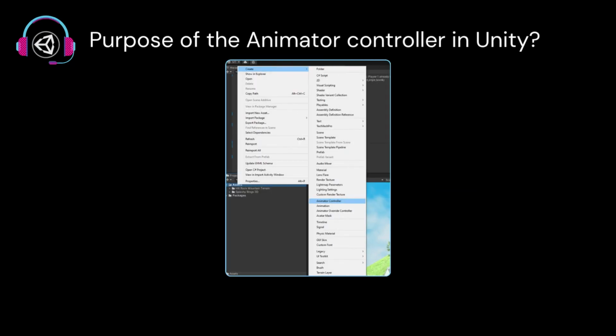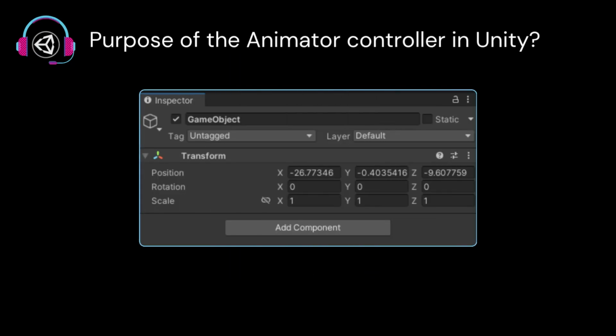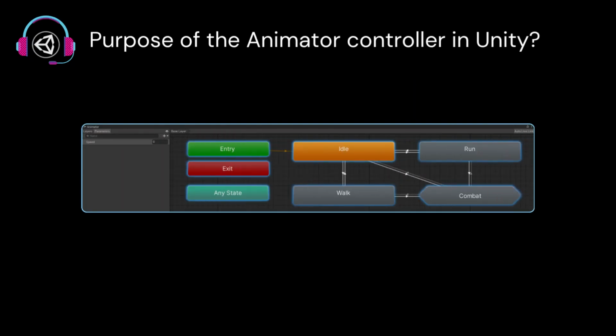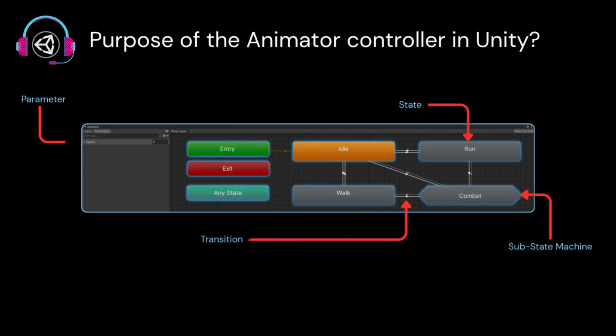You can create an Animator Controller in Unity by right-clicking in the project window, selecting Create, and choosing Animator Controller. You can assign an Animator Controller by selecting the game object, adding an Animator component, and dragging this Animator Controller into the controller field of the Animator component. Animator controllers are built around several key concepts like state, substate machine, transition, and parameters.